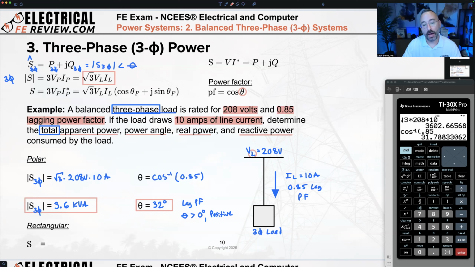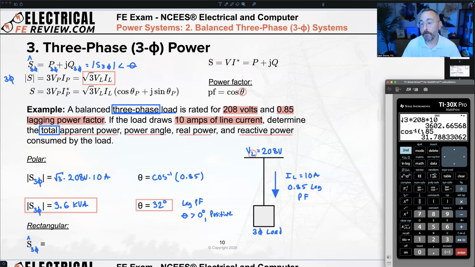We got the power angle. Now, how do I get the real power and reactive power? The total amount consumed by the three-phase load. So I need three-phase P, three-phase Q. What am I going to do? Well, do I have complex three-phase power in polar form? Do I have magnitude three-phase power and power angle? I sure do. So I'm just going to use my calculator, convert it to rectangular. I already have the values. It's almost like converting units. We're going from kVA and degrees to kW and kvar.